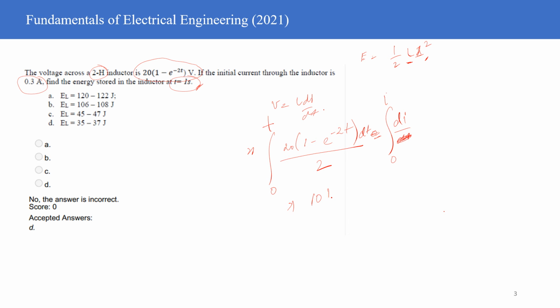So 10t minus 10 divided by minus 2 e to the power minus 2t. Then you can just put in the limits here. So this will be 0 to the point of interest, which is 1 second, so you can just put 1 here, and di will be equal to I at 1 second minus I at 0 second. Now this quantity is equal to 0, so I at 1 is given by this particular equation.